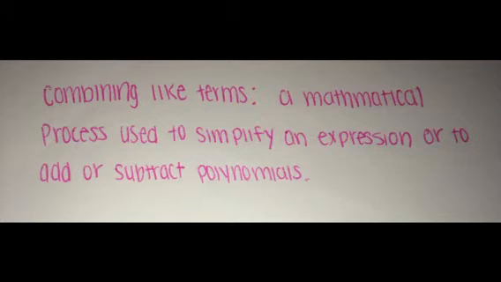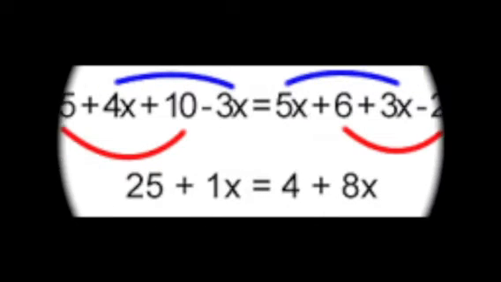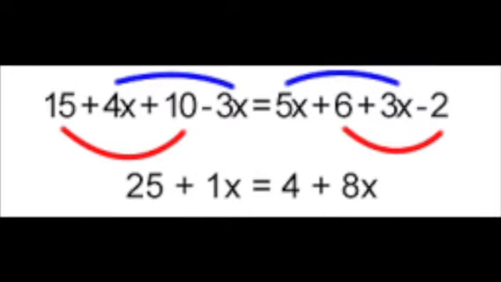Combining like terms is a mathematical process used to simplify an expression or to add or subtract polynomials. In this example, you see all the like terms combining themselves together.